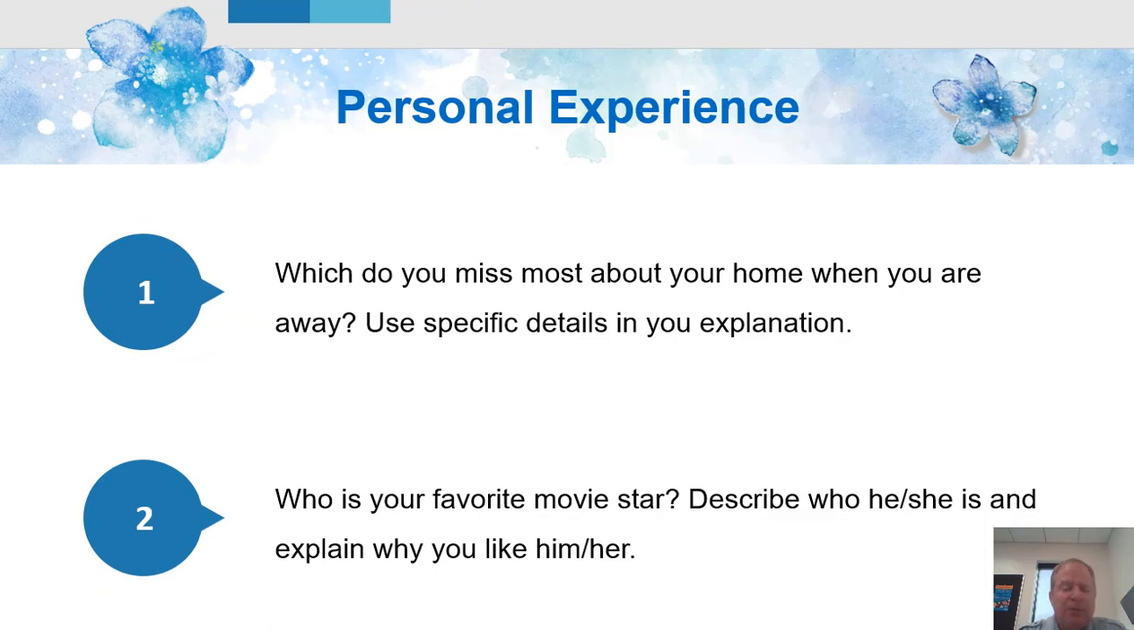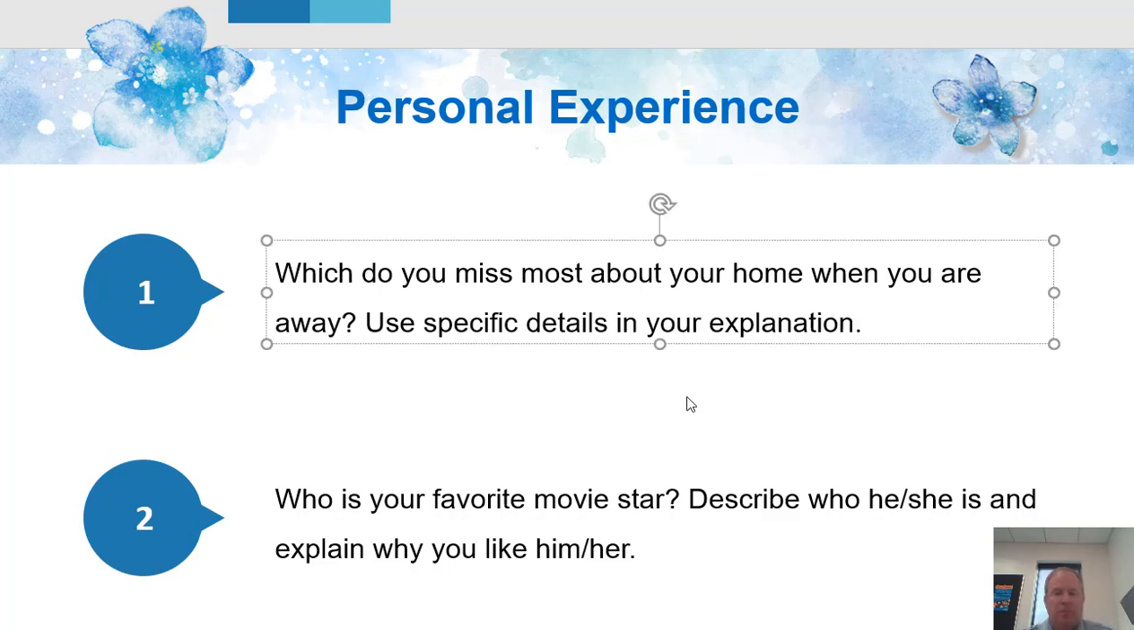Now here comes 2 sample questions. Try to prepare and organize your answers using your own experience. Then speak for about 45 seconds. If you cannot think of the answers at the first time, don't worry. There will be some sample answers for your reference after this tutorial video. Number 1, which do you miss most about your home when you are away? Use specific details in your explanation. Number 2, who's your favorite movie star? Describe who he is and explain why you like him or her.